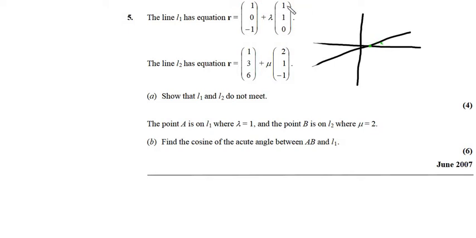And so it's going to go 1 in the x direction, and then 1 in the y direction. So we're going to end up with a line that's scaling by lambda up and down like that.